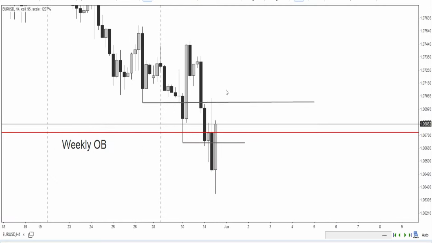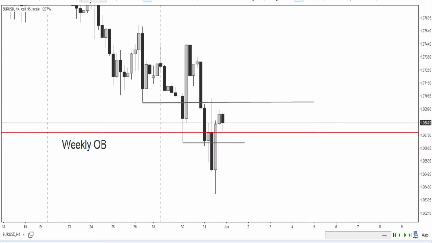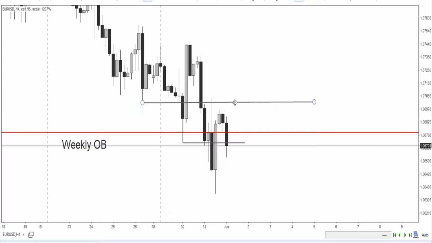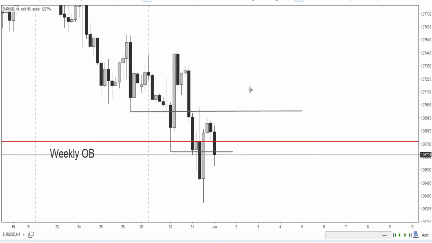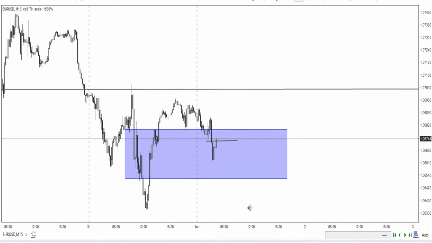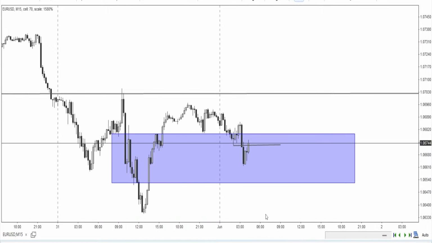It's always the same sequence. Turtle soup, OB formation, expansion, retracement, then expansion again. We'll zoom into the 15-minute time frame now. So here I zoomed into the 15-minute time frame.